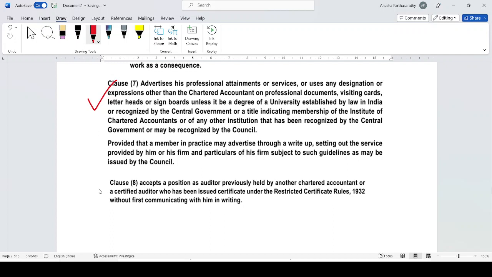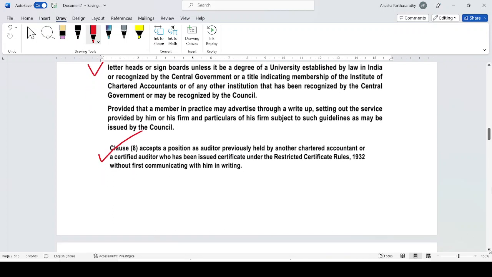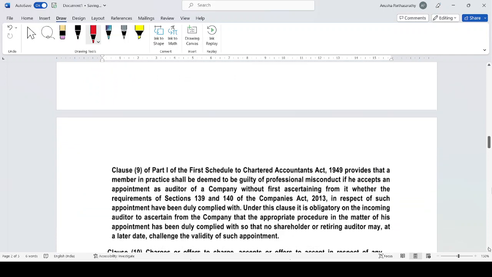As per Clause 8 of Part 1 of the First Schedule to the Chartered Accountants Act 1949, a chartered accountant in practice is deemed to be guilty of professional misconduct if he accepts a position as an auditor previously held by another chartered accountant or a certified auditor who has been issued a certificate under the Restricted Certificates Rules 1932 without first communicating with him in writing.